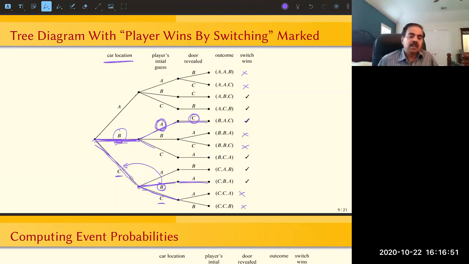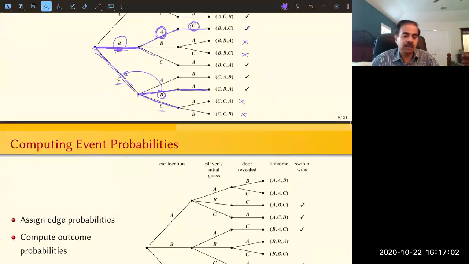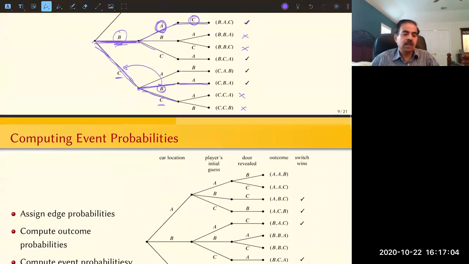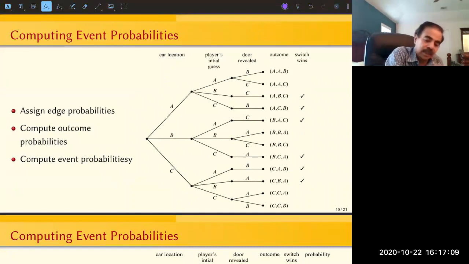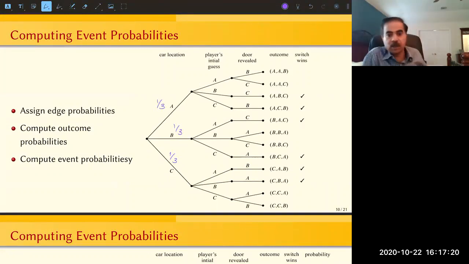Now let's go ahead and compute the probabilities for each of those outcomes, and then we can add them up and say which one is better. So let's do that. Let's assign the probabilities. We already said that the car is equally likely to be behind any of the doors, so each of these edges has a probability of 1 by 3.